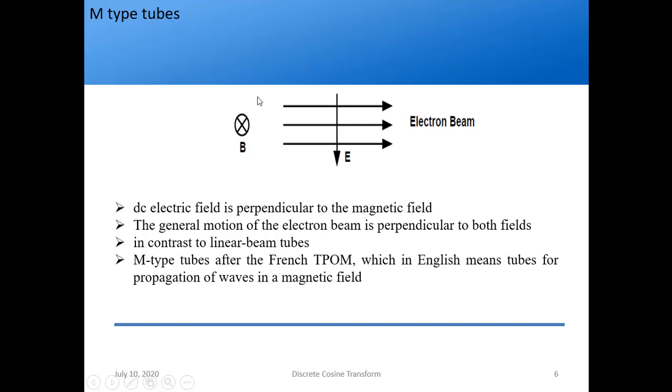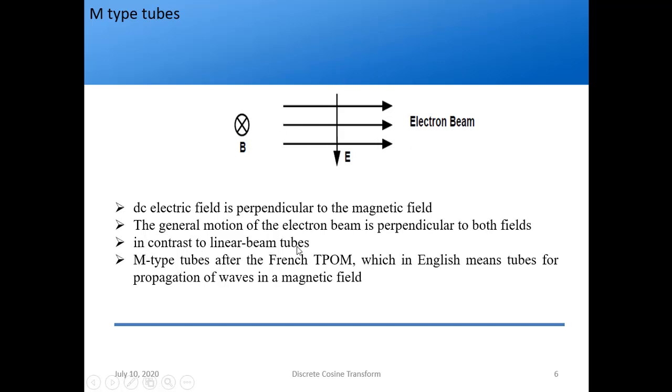I hope you know it by now. You are in final year now. This is what is going into the paper, or going into the slide. So E is perpendicular to B as well as the electron beam. The DC electric field is perpendicular to the magnetic field, and the general motion of the electron beam is perpendicular to both the fields. That is clearly seen from this diagram.